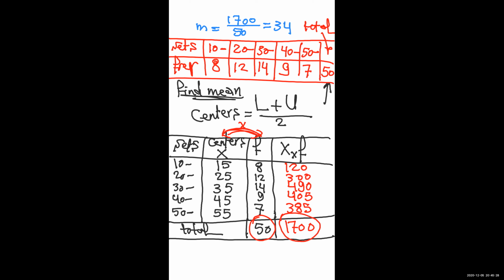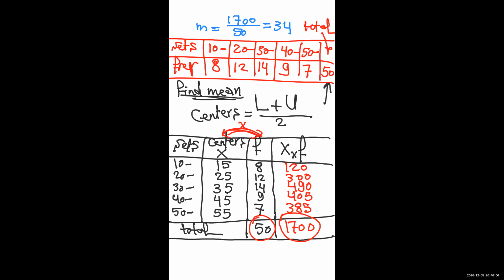Again, guys, first, the given here is this table, okay? The following table shows the distribution of the marks of 50 students in mathematics. Now the sets and the frequency for each set. The set of 10, the frequency was 8. Set of 20, the frequency is 12. Set of 30, the frequency is 14. The set of 40, 9. The set of 50, 7. And the total is 50 students.